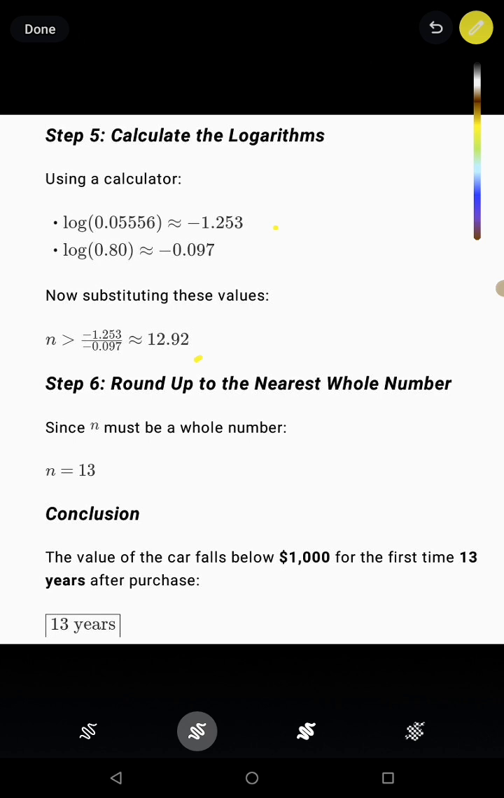There will still be other years. The 14th year will still be below, the 15th year will still be below, because the value will keep reducing. Maybe at the 20th year, who knows? Maybe the value will have fallen to something unimaginable.